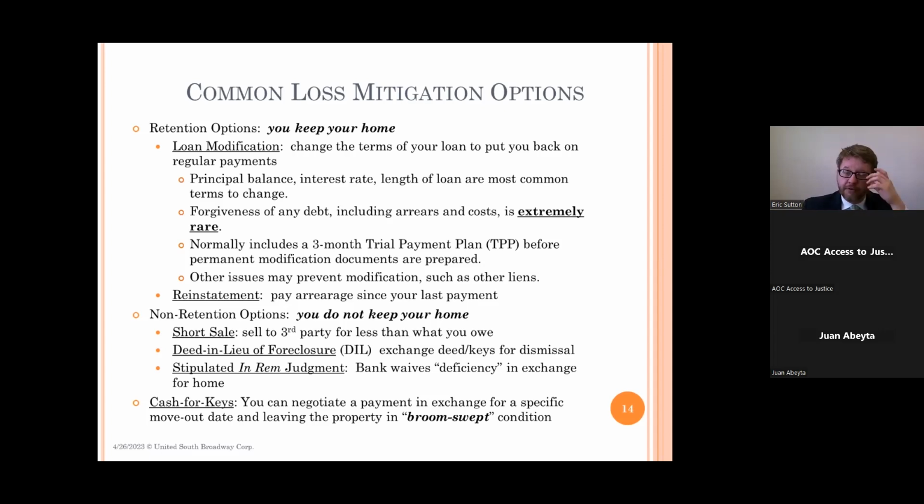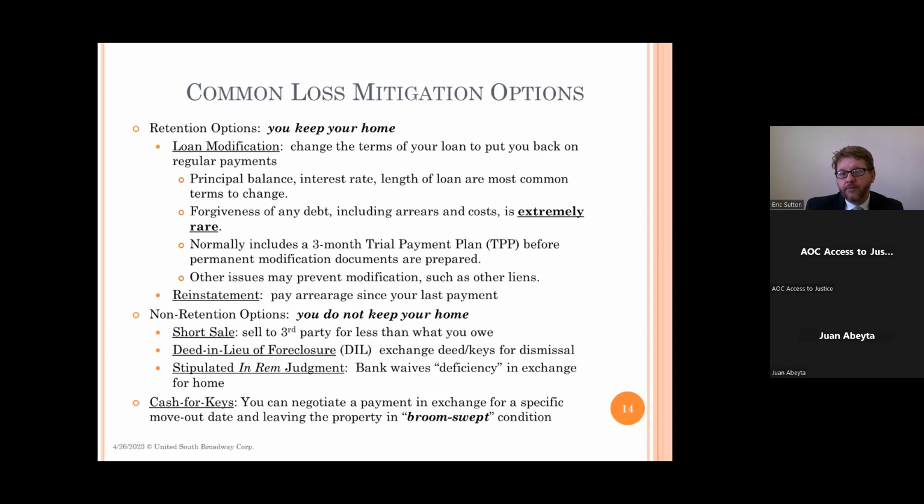There are other issues that can prevent modifications, such as other liens. That can be judgment liens from, like, credit card debt, for example. It can be liens from government agencies, like water departments or trash departments, for people who didn't make their payments on time. There can be tax liens.